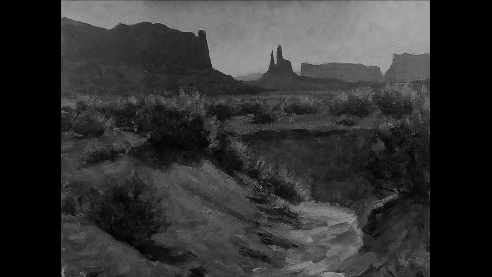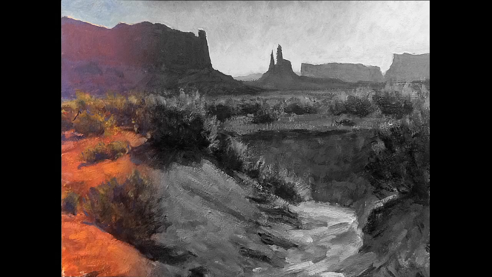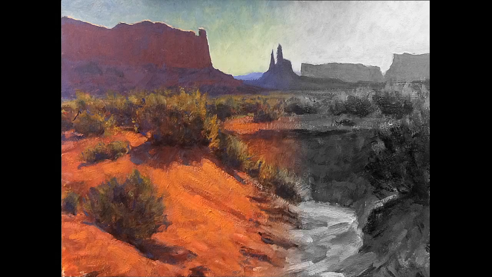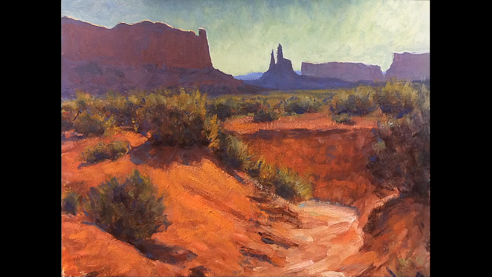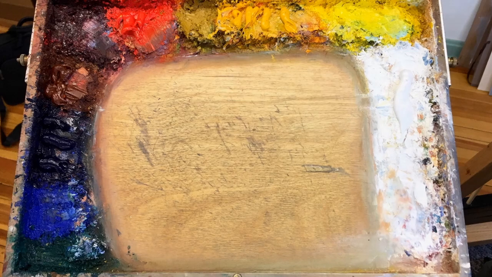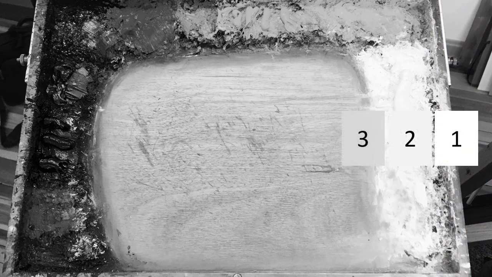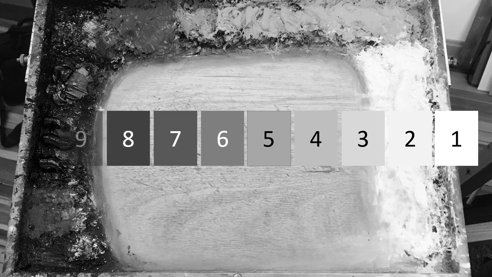Value is a vital component of a successful painting and is perhaps the most important of all the elements of design. You can see that a grayscale image of my palette reveals the value of each paint pigment, and then I lay my paints out in order from lightest to darkest. By laying your palette out in this manner, you are setting yourself up for success in your painting.